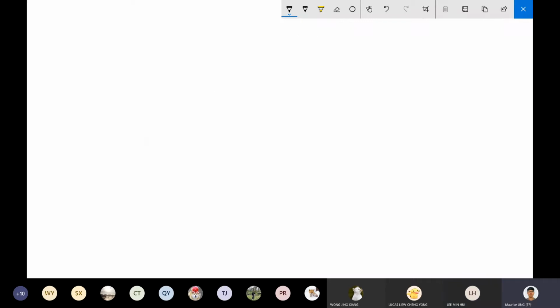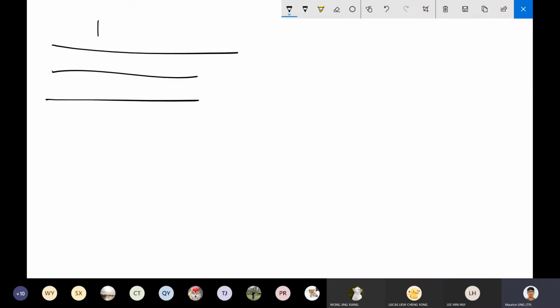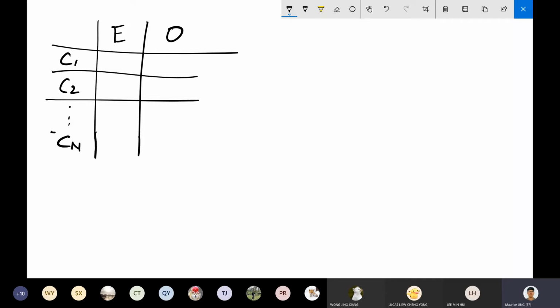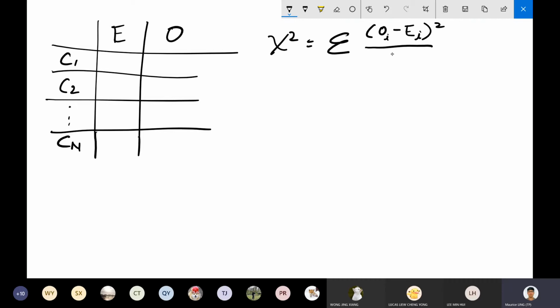It is from last week. Okay, so let's say if you have some data you're expected and you're observed, okay? Let's say this is category 1, category 2, and then all the way to category N. Okay, so your chi-square statistic is actually the summation of observed minus expected, divide by expected, where i is 1 all the way to N.